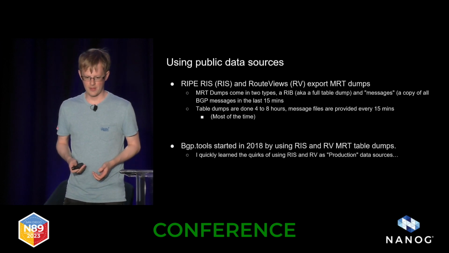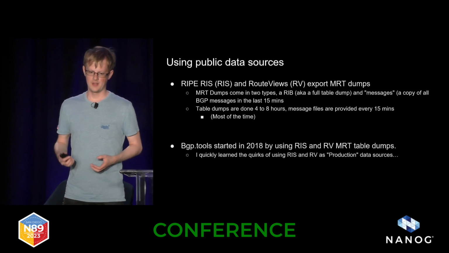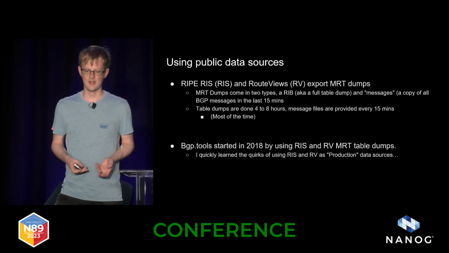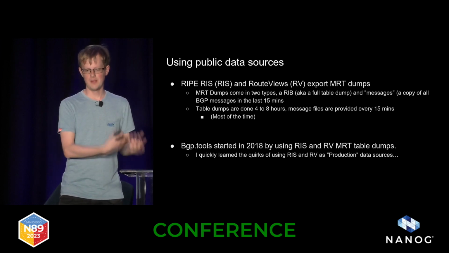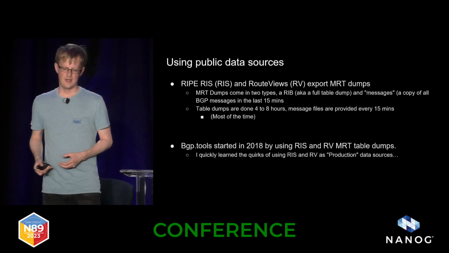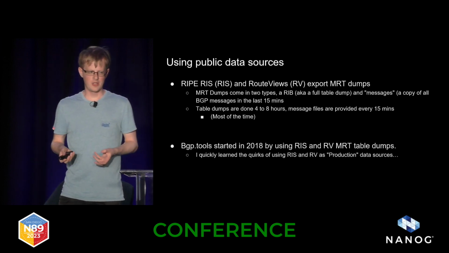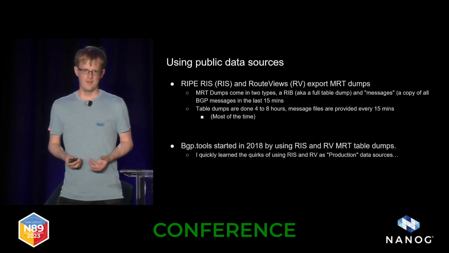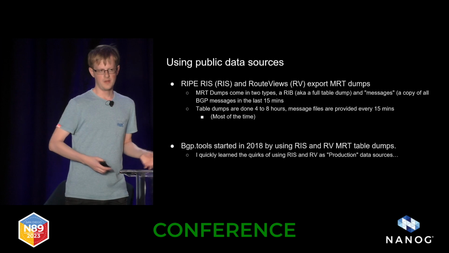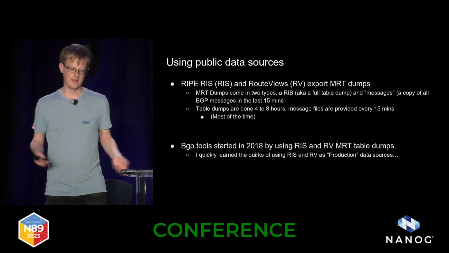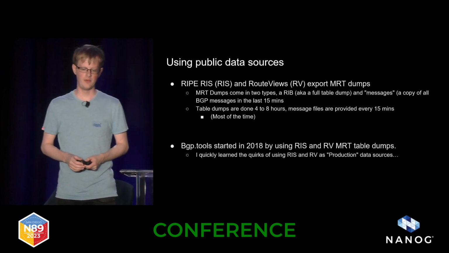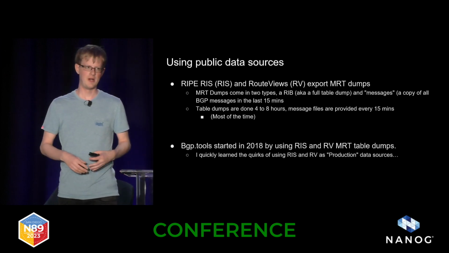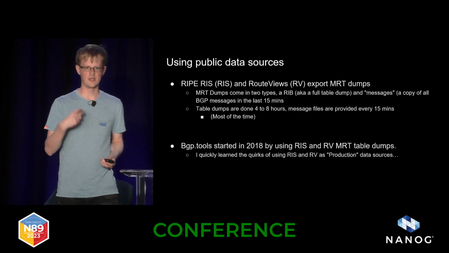There are a few problems with this. RIS and RouteViews are both incredible projects, but in general, they provide data in two ways. They have MRT dumps, aka the RIB, the full table dumps, and then the messages files. The table dumps happen, depending on the project, every 4 to 8 hours, which can be good. bgp.tools started on RIS and RouteViews and would basically update the site every 8 hours, because that was the maximum time for each table feed. But they also provide the messages files, which are effectively an MRT-wrapped version of the messages that are hitting the BGP collectors.